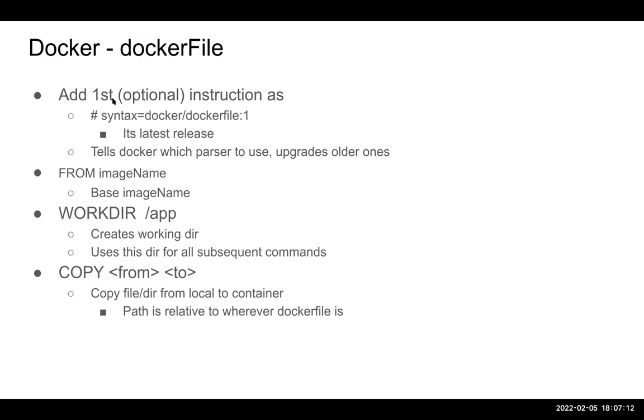The first instruction in your Dockerfile is this hash syntax, docker/dockerfile:1. Basically, it tells Docker which parser to use, and at least when I wrote this, it was the latest one. It's a comment, you can see it's a comment. It's just an instruction to your Docker engine.